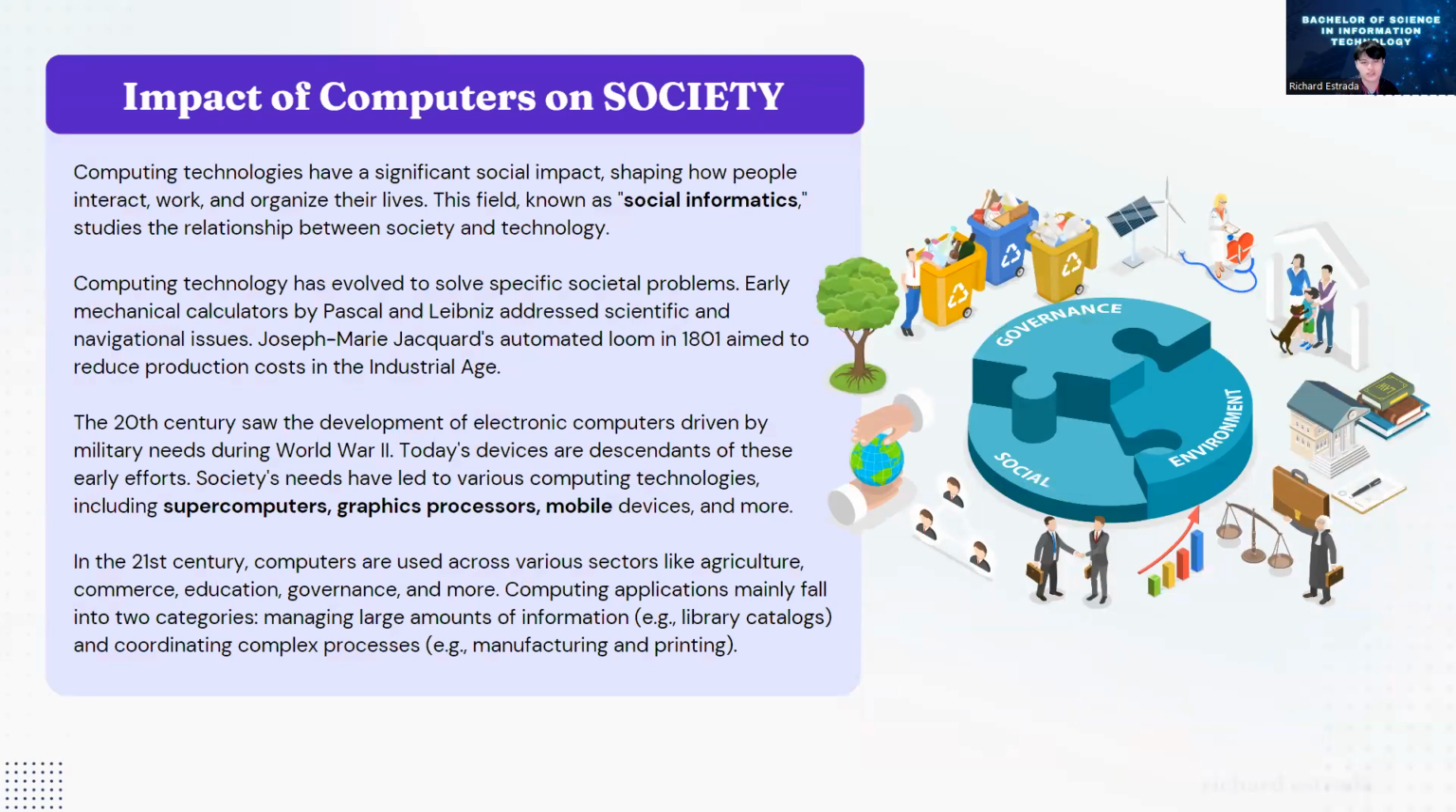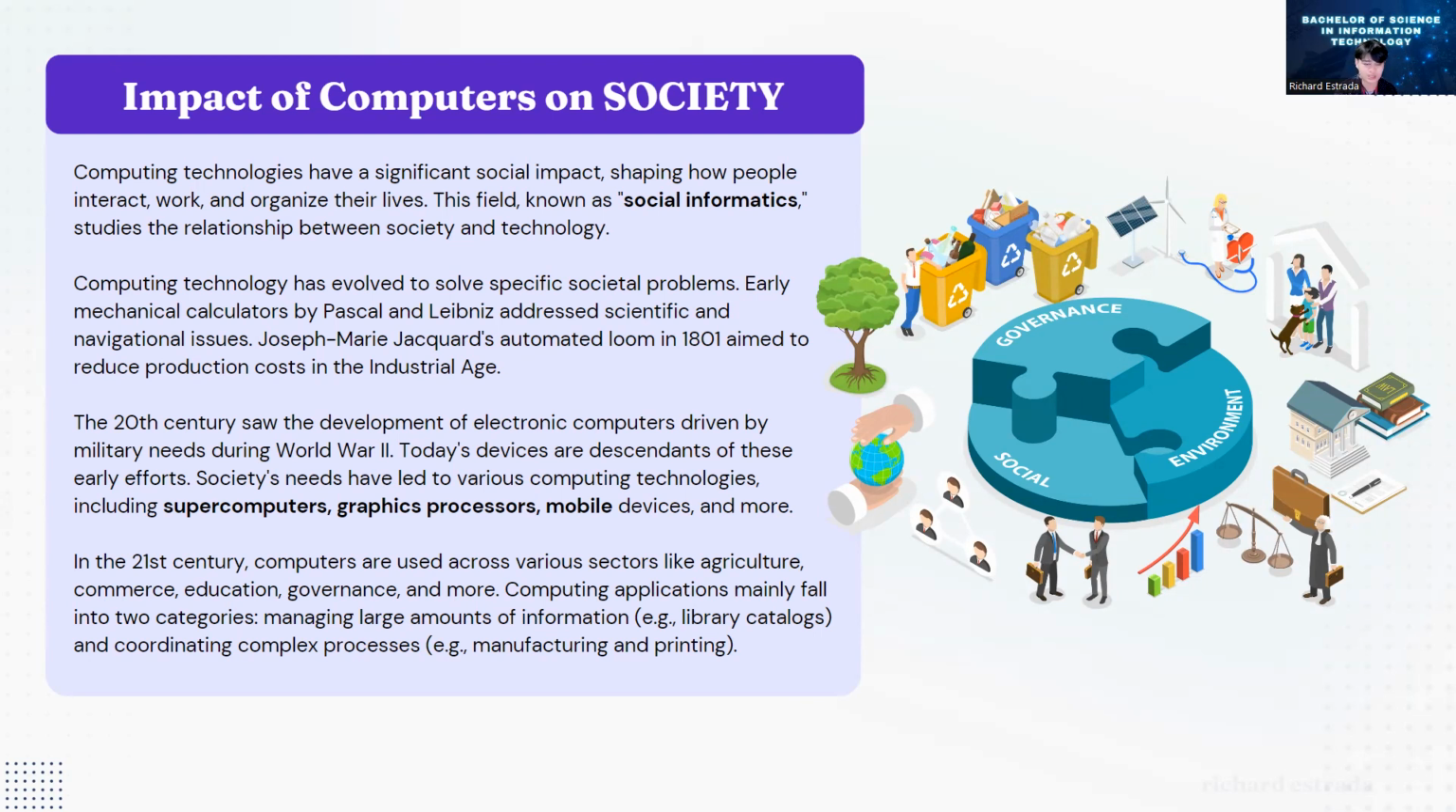Now, computing technologies have a significant social impact, shaping how people interact, work, and organize their lives. This field is known as social informatics, which studies the relationship between society and technology. Also, computing technology has evolved to solve specific societal problems. Early mechanical computers by Pascal and Leibniz addressed scientific and navigational issues, and Joseph Marie Jacquard's automated loom in 1801, I think we discussed this in the previous chapter, aimed to reduce production costs in the industrial age.